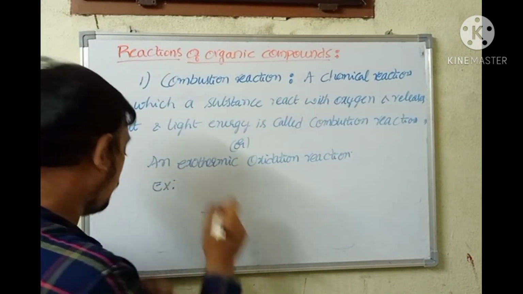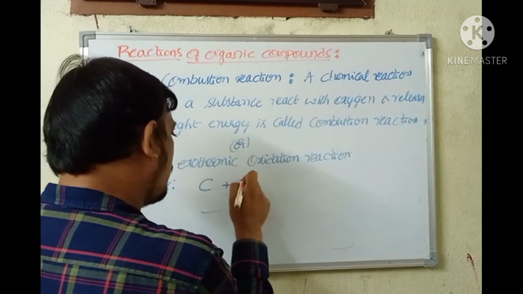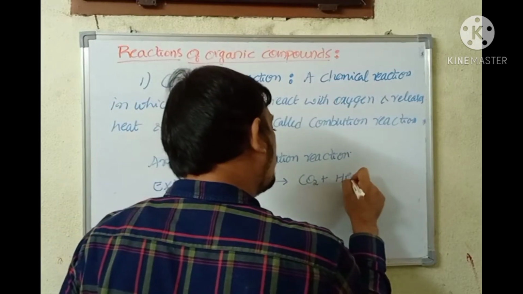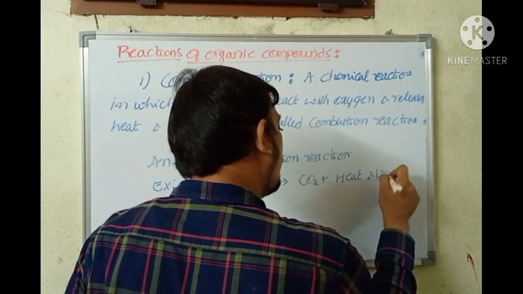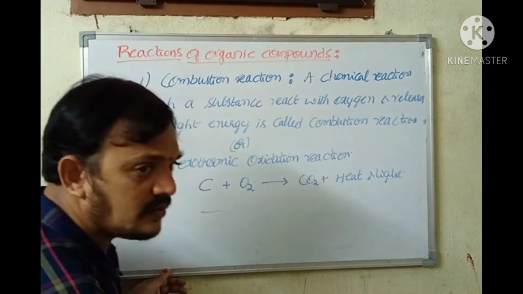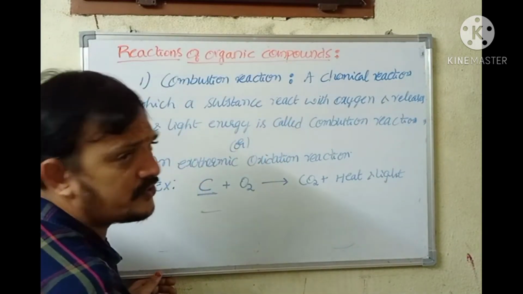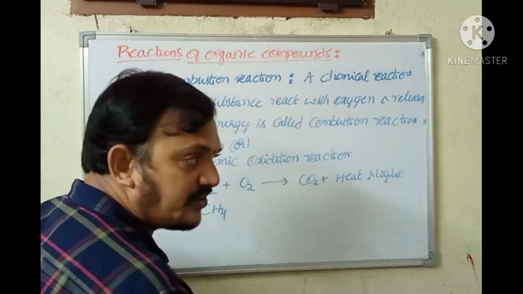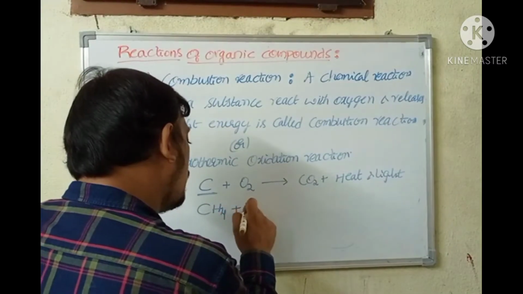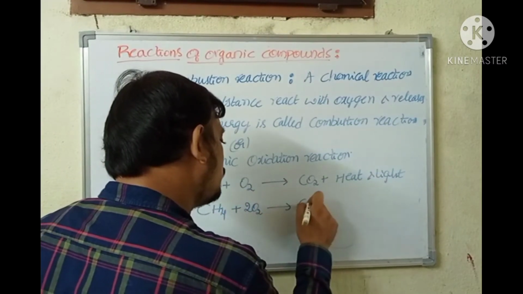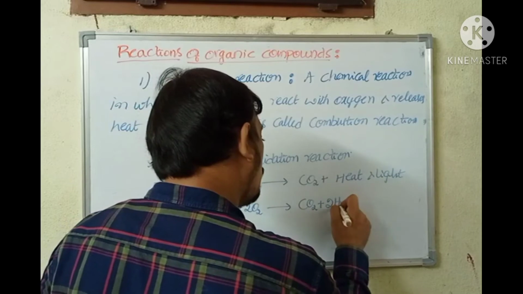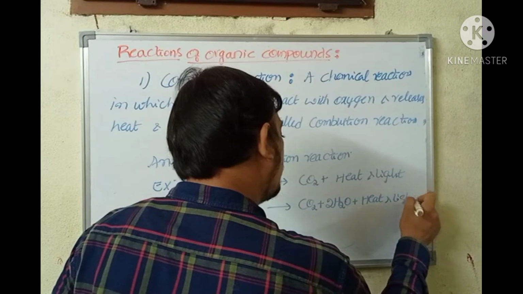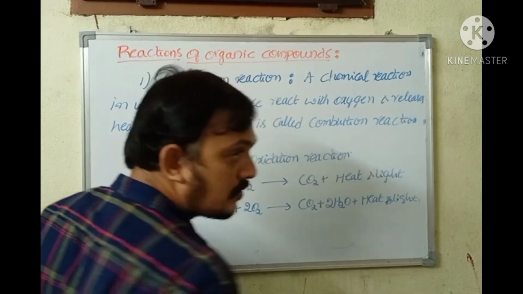If you see examples, carbon on undergoing combustion produces CO2 and releases heat and light energy. Generally, we're using coal for this reaction. And methane, which is the major component of CNG, that is compressed natural gas, undergoes combustion to produce carbon dioxide, water, and releases heat and light energy.